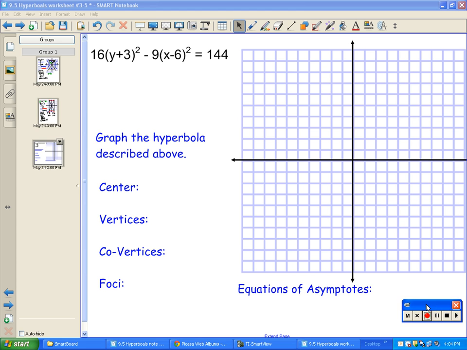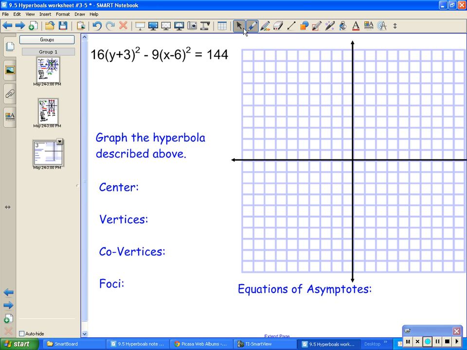This problem is problem number 5 from the Hyperbolas worksheet. This one's actually going to be a little bit more tricky than the other two. This one looks very much like number 4, where it's not in the nice form that we're used to. However, it also has y plus 3 and x minus 6, so it's kind of a mess.